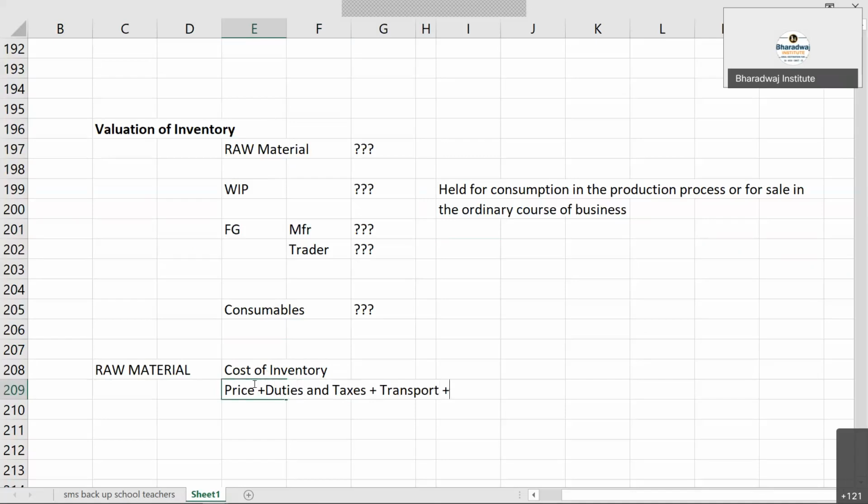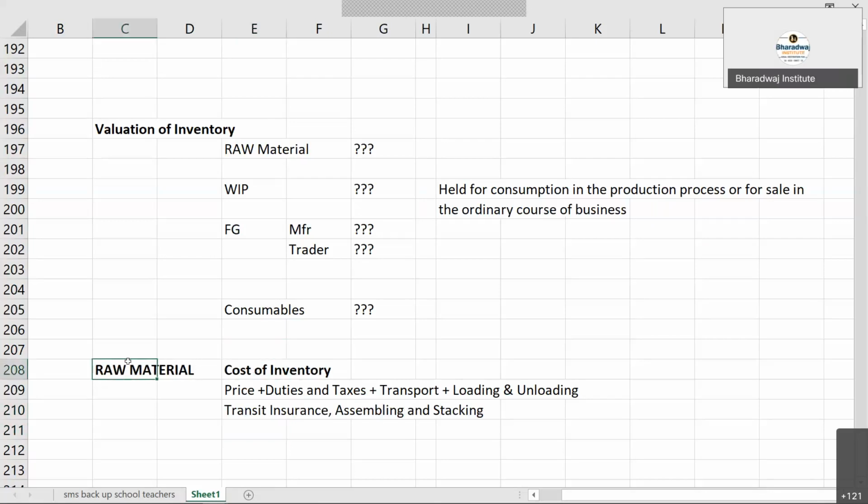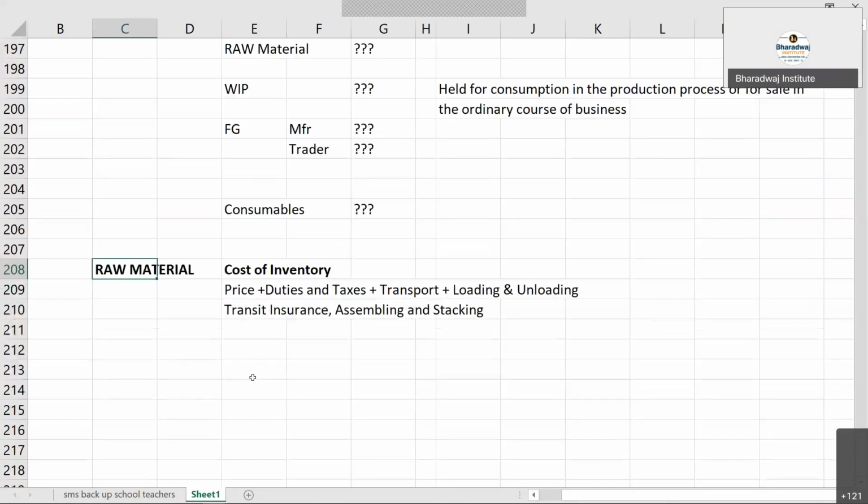Transport, loading and unloading. Godown rent, can it be included? No. Same principle, whatever we learnt in consignment. Otherwise, the principle of AS2 is only what is applied in consignment.